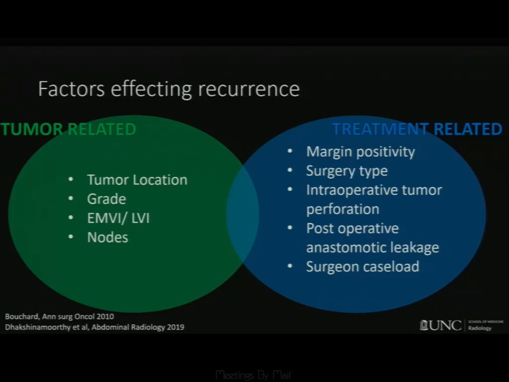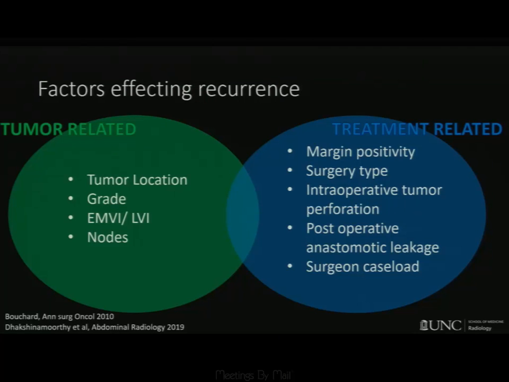So when I think about recurrence, I try to think about the things that will place the patient at increased risk of recurrence, and I like separating them into two categories. You have the things that are related to the tumor itself, and then the things that are related to what we actually do to the patient. So if we want to know things in the tumor that are going to impact recurrence, you could look at the tumor location. So tumors that are lower or more anterior are less likely to recur. You want to look at tumor grade, of course, with higher grade being more inclined to recur, the presence of extramural vascular invasion or lymphovascular invasion, and the presence of adenopathy.